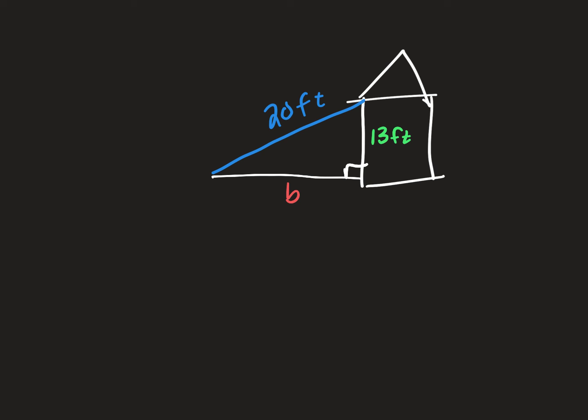What's in red? I just labeled it as B. That's the part of the triangle that we're looking for. I just labeled the part that we're looking for.